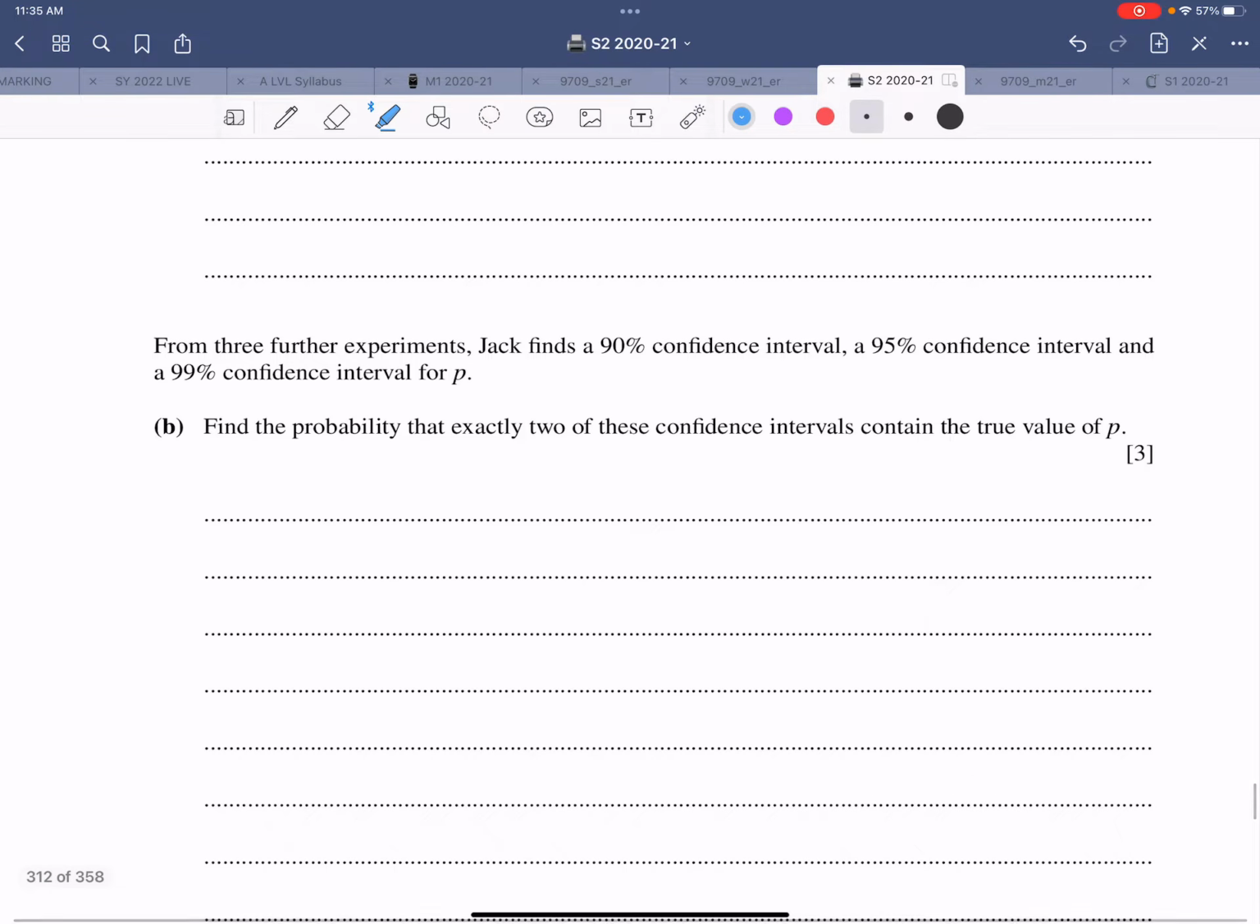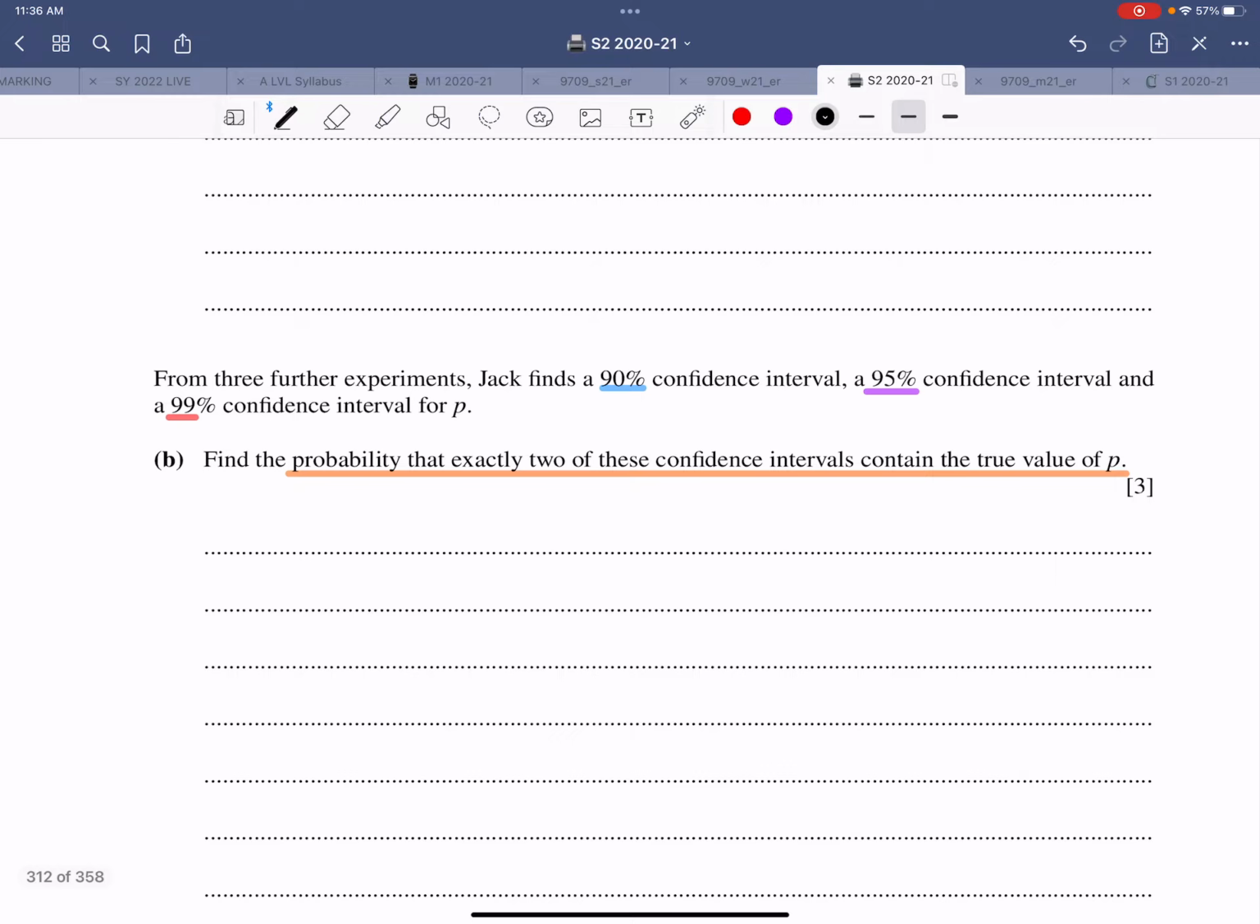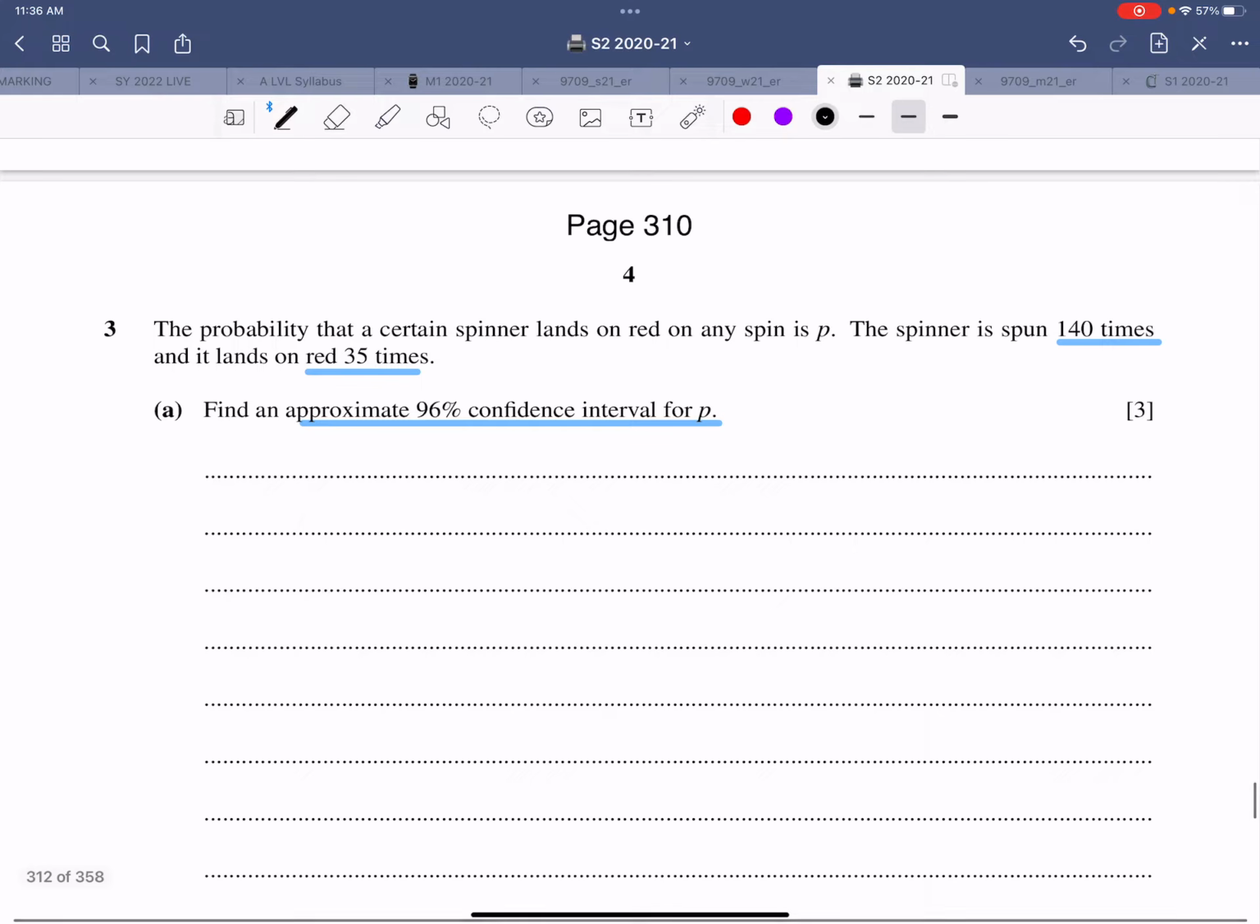And what is this question all about? From 3 further experiments, Jack finds a 90% confidence interval, and then a 95% confidence interval, and then a 99% confidence interval. And then it says, find the probability that exactly 2 of these confidence intervals contain the true value of P. So that's a nice question. This is like an S1 question, not that much S2. This is typically S1. First of all, the formula is p̂ ± z √(p̂q̂/n). What is p̂? p̂ is the proportion of success, that is 135 over 140.